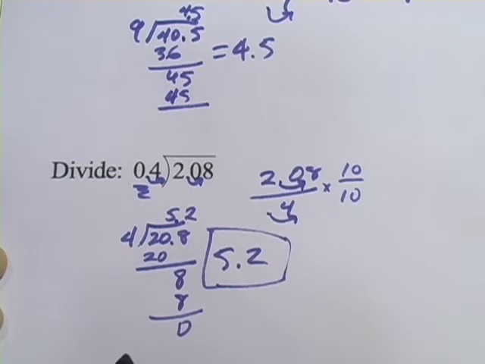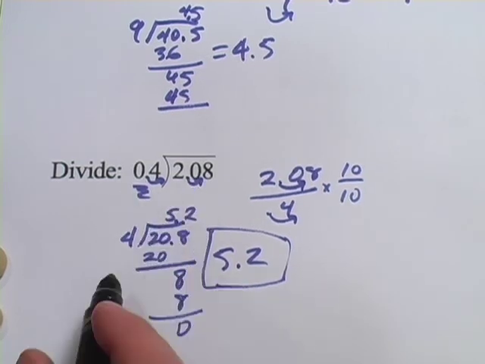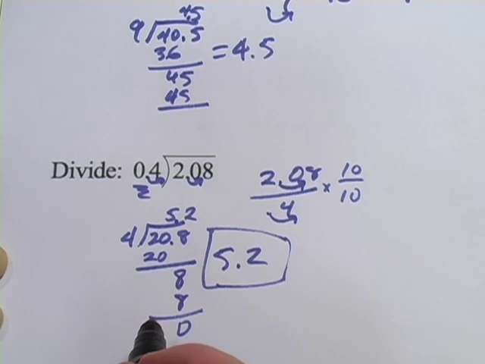So that's how to handle these division problems with decimals. Just multiply by a power of 10 first. As long as you do it to both pieces here, it's an equivalent division problem, and the answer is going to come out right.